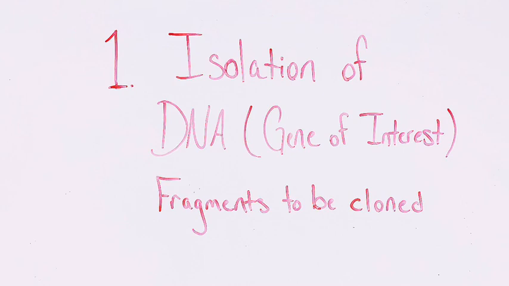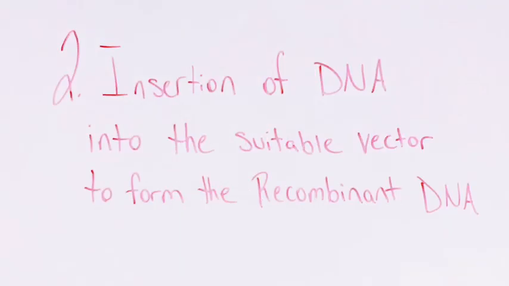Step 2. Insertion of isolated DNA into the suitable vector to form the recombinant DNA. Our next step will be to cut both the vectors as well as the GI by using a special type of enzyme called restriction endonuclease. A restriction endonuclease is an enzyme that cuts double-stranded or single-stranded DNA at specific recognition nucleotide sequences known as restriction sites.